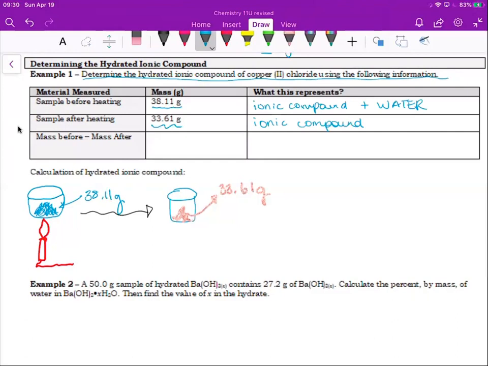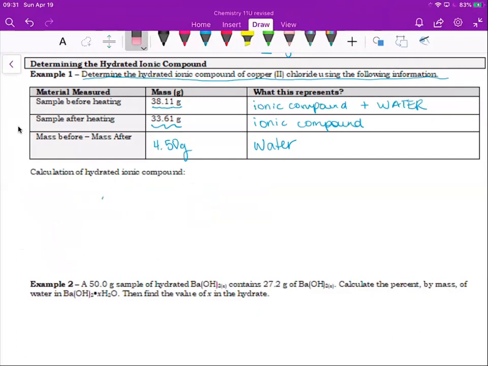So if we find the difference between 38.11 and 33.61, I get 4.50 grams. Do you see how there are two decimal places? When you subtract numbers, you keep the number of decimal places. So even though I got 4.5, I'm putting 4.50. This represents the amount of water. That's the difference, and what was lost? The water was lost. Let me get rid of my terrible graphic.